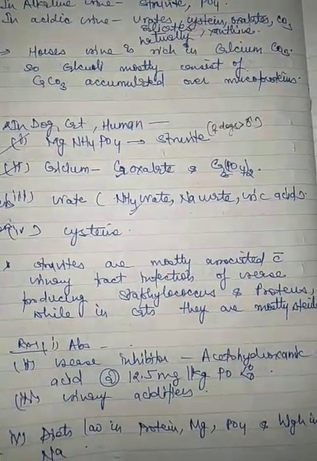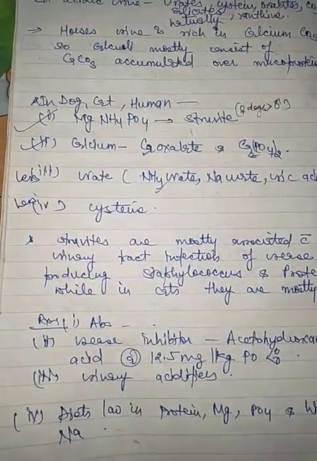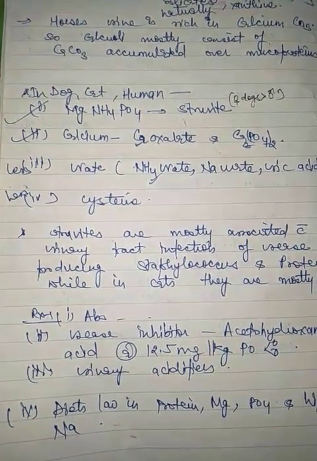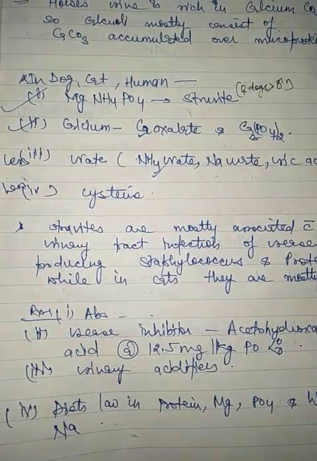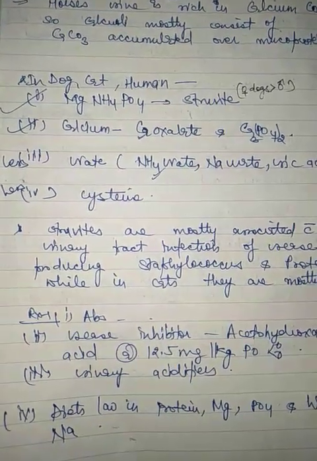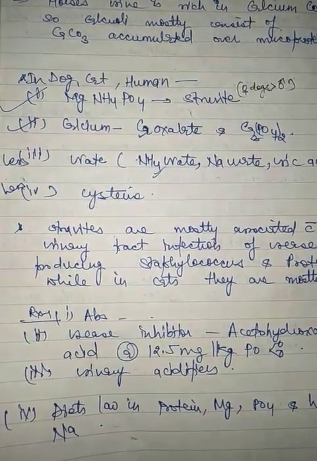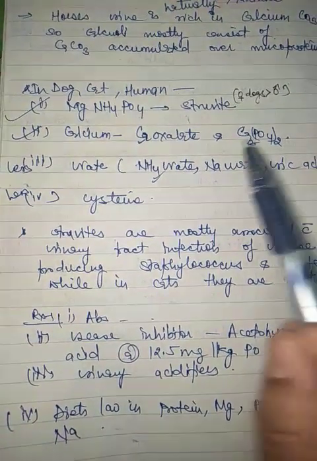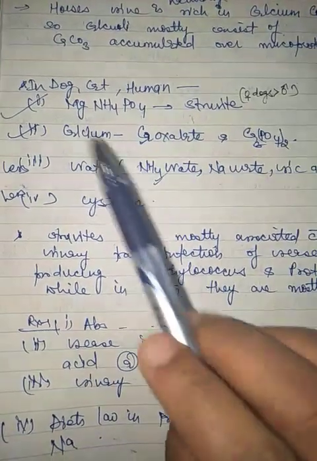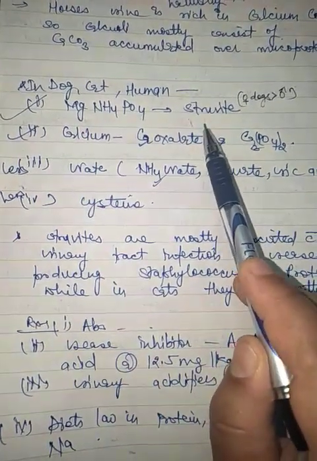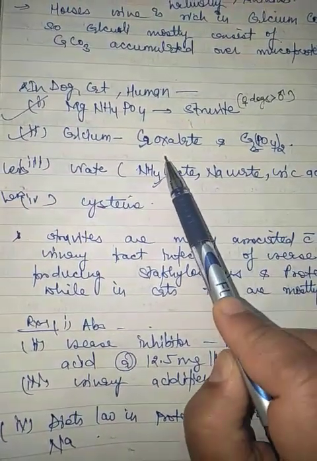the mucoproteins. With an overview, here we can see that in the case of dog, cat and human, the pH is acidic, but due to some infection the pH changes and goes to alkaline. So here are the two most common stones present in dogs and cats. First is struvite, another one is calcium oxalate.